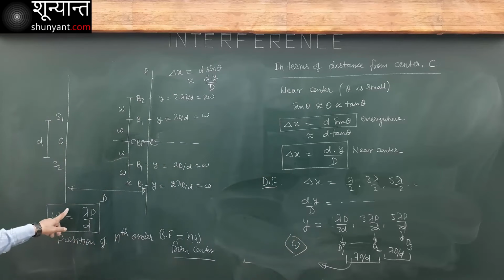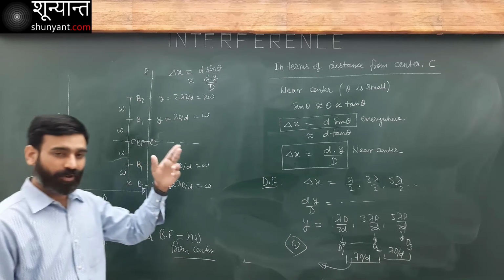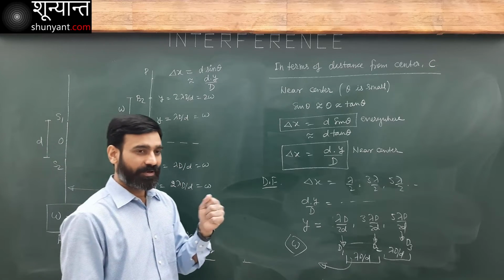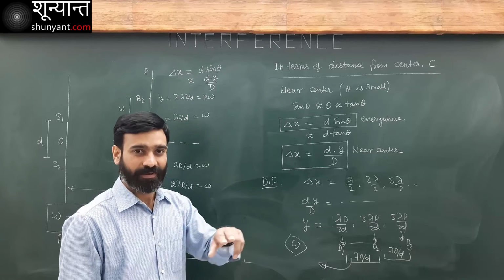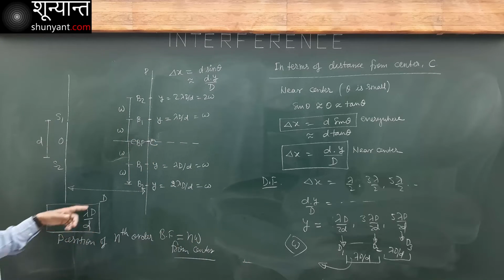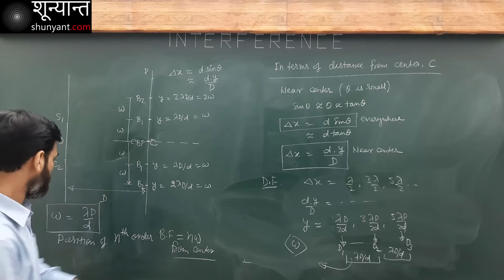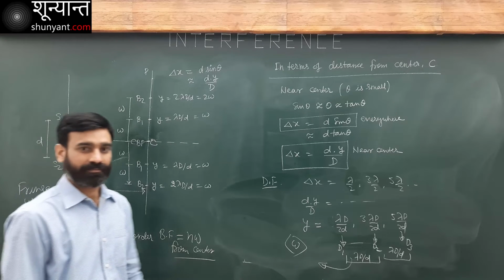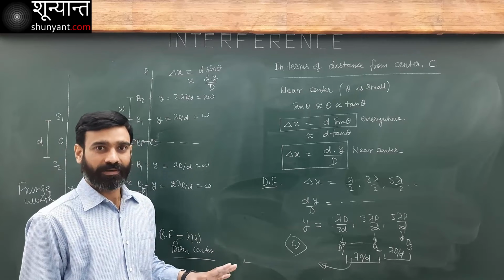Omega. This is fringe width. The distance between two consecutive dark fringes, or the distance between two consecutive bright fringes, both are the same. It is known as fringe width. Okay, you understand this?